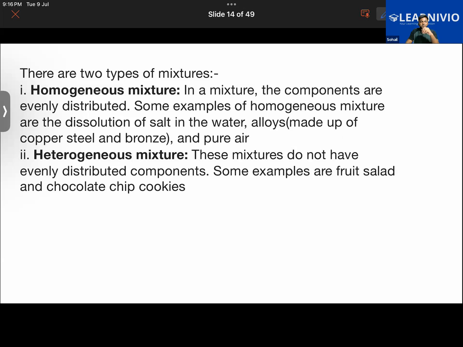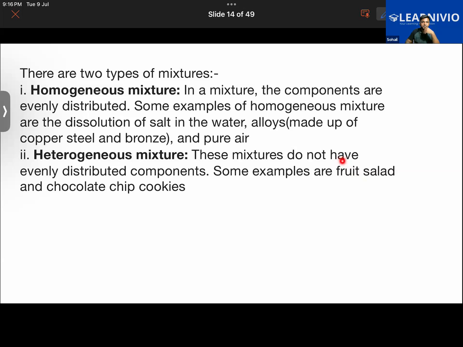So what I'm saying is that mixtures are of two types. One in which you can identify the components of the mixture. Another one in which you cannot identify. Like for example, fruit salad. So you can identify which one is cucumber, which one is carrot, which one is onion. Getting it, guys?